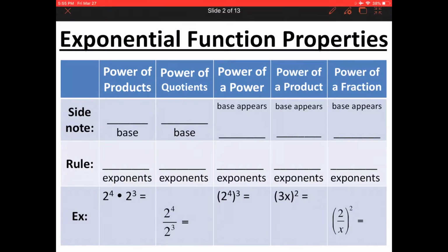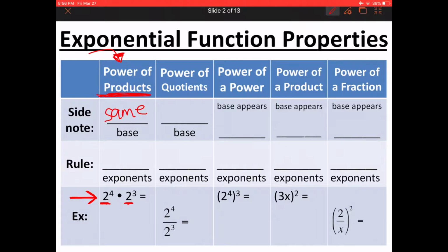And here is our first big slide where we are going to be looking at all of these exponential function properties. In my very first column here, I am looking at the power of products property. And remember, when we're talking about a product in math, that means that we are multiplying. So look at my example down here at the bottom. I have 2 to the 4th times 2 to the 3rd. And if we notice, those bases are the same. So when we use this power of product property, our bases have to be the same.